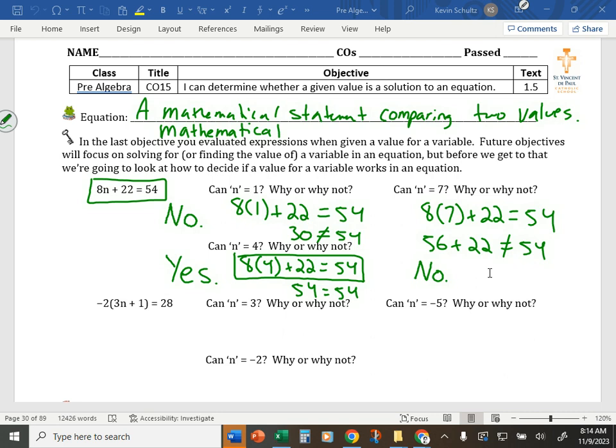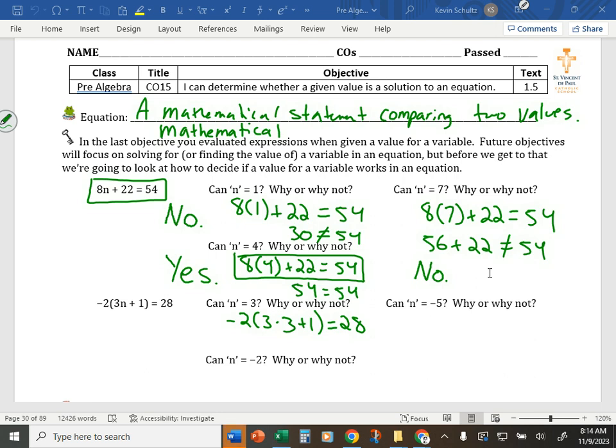Let's look at the next one here. -2 times the quantity 3n plus 1. Can n be 3? Does plugging 3 in for n equal 28? So start this out, -2, and then it's 3 times n. Turns out n is 3, so it ends up being 3 times 3 plus 1. All that's in parentheses, and we want to figure out, does that equal 28?